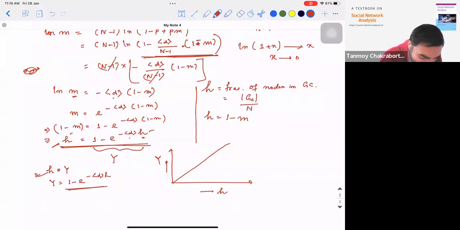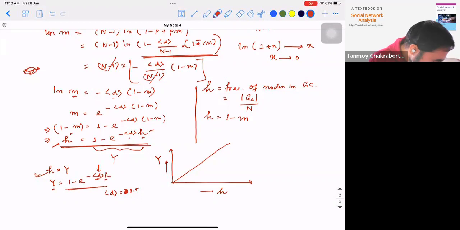Because here another variable is mod d. So we need to fix mod d first, and then we can vary h, and we have different graphs, different curves. So if mod d equals 0, this is trivial. Let's assume mod d equals 0.5. Okay, so you fix 0.5 here, you vary h, and you get a curve of y.